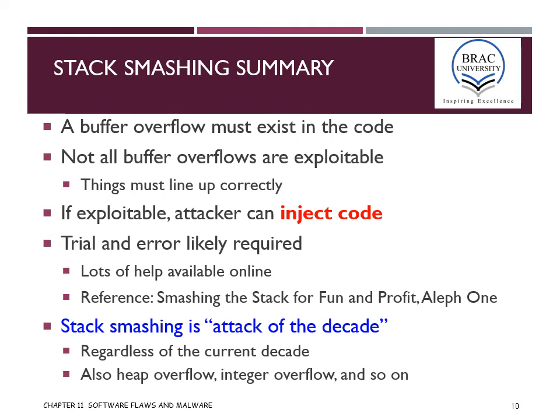So if we summarize stack smashing, the first thing is that a buffer overflow must exist in the code. It's not like in every code you can just make a buffer overflow. It is not possible. Not all buffer overflows are exploitable. In that case everything should be precise, the things should be lined up correctly, otherwise the buffer overflow won't be an issue. So whenever these overflows are exploitable, then the attacker can inject the code. Otherwise, it is not possible for attackers to inject the code.